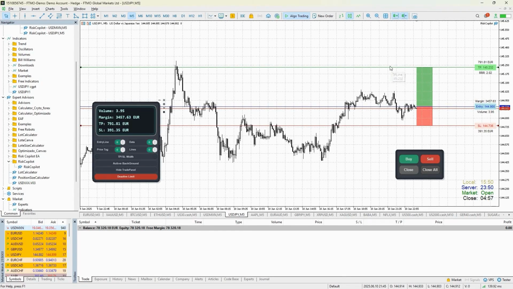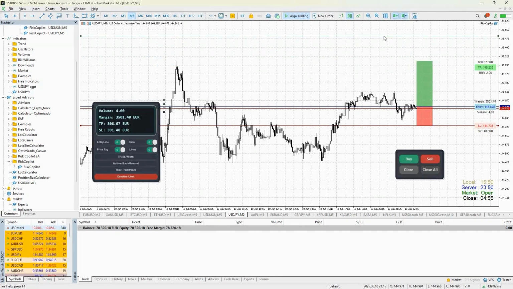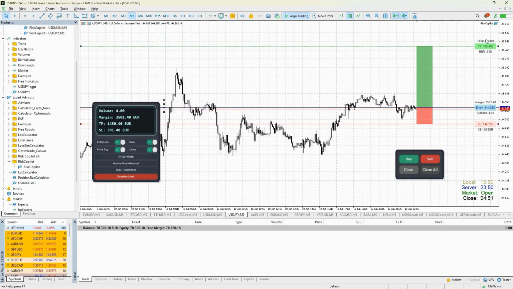How do I modify this? No problem. Remember that these are drag lines, that is, you can take them and drag them. So you take it, hold it and drag it, and as you can see, it adjusts automatically and is multiplied so that now my take profit is at 1440, right?